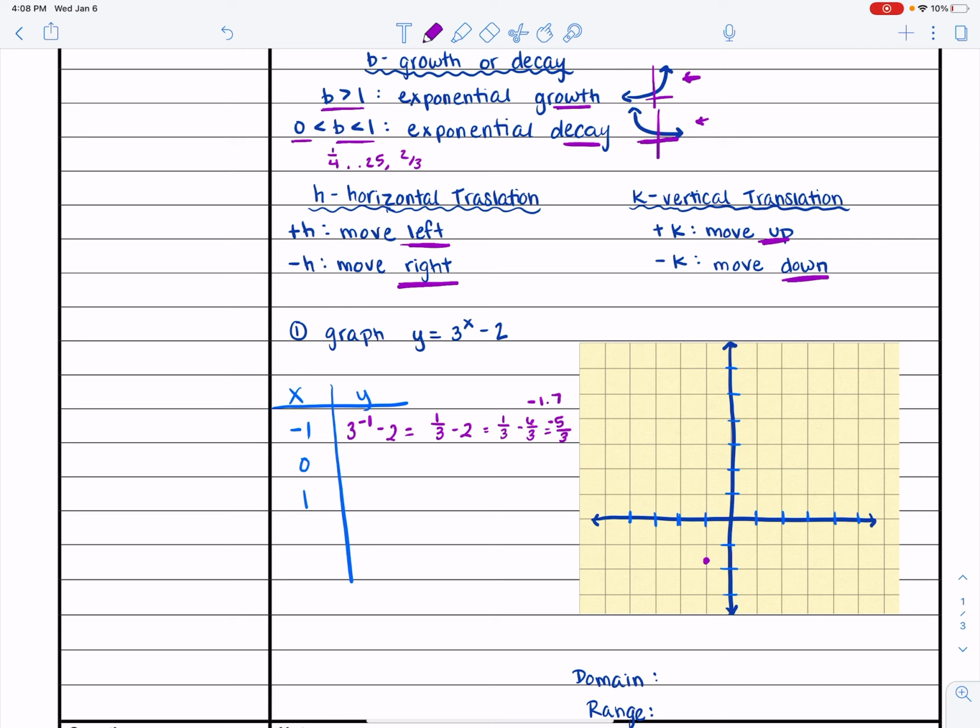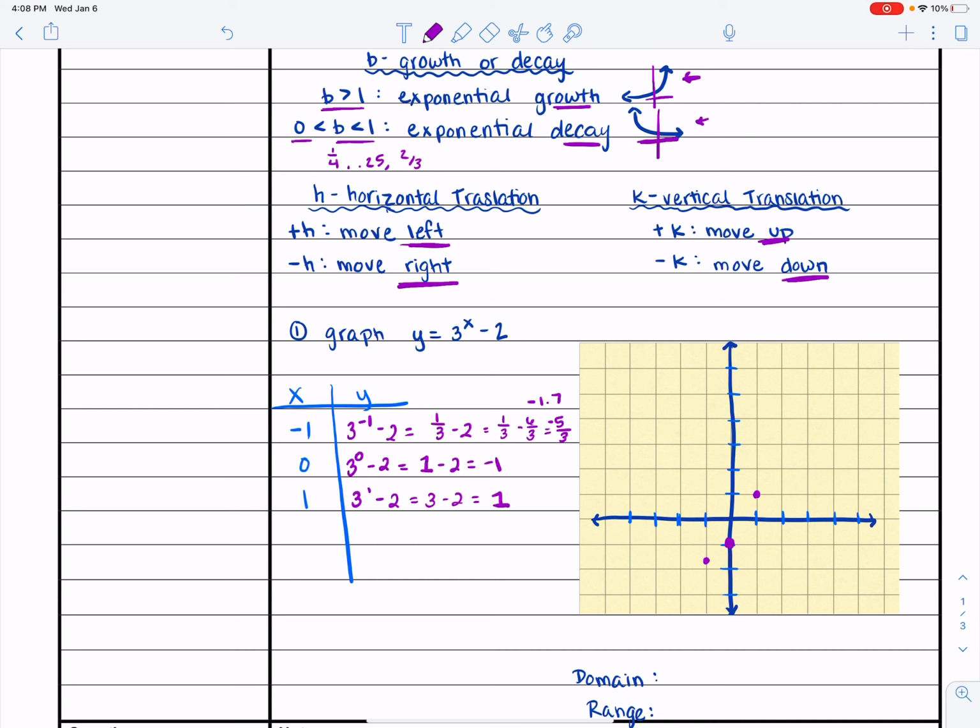Now, if x is 0, then 3 to the 0 power minus 2. Remember, anything to the 0 power is 1 whole. Minus 2 is -1. So we have a point at 0, -1. All right, then 1. So 3 to the first power minus 2 is 3 minus 2, which is 1 whole. So I have a point at 1, 1.